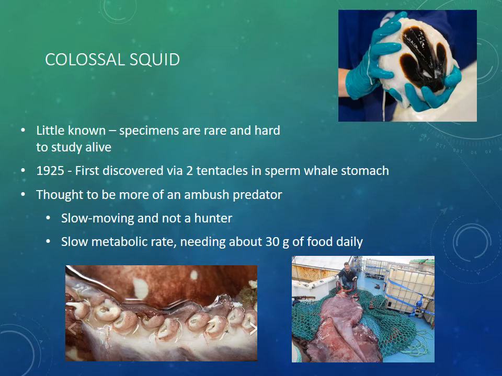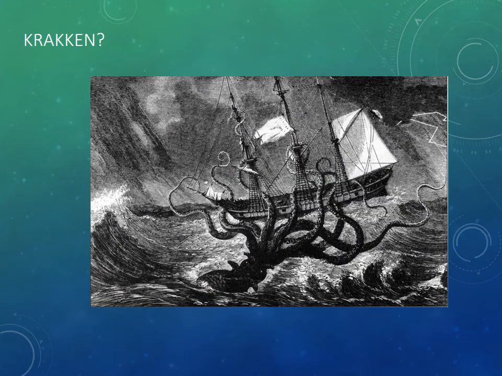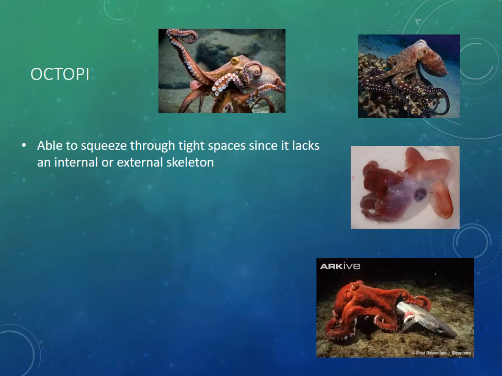And so they're thought to be more of an ambush style predator. And this definitely gives you an idea of where Kraken stuff could have easily come from: stories about giant and colossal squids. And now on to the world of the octopus.